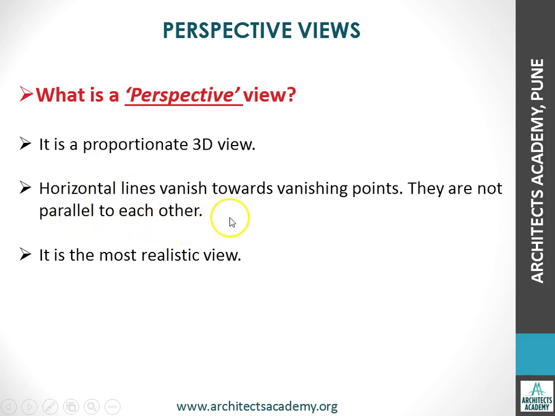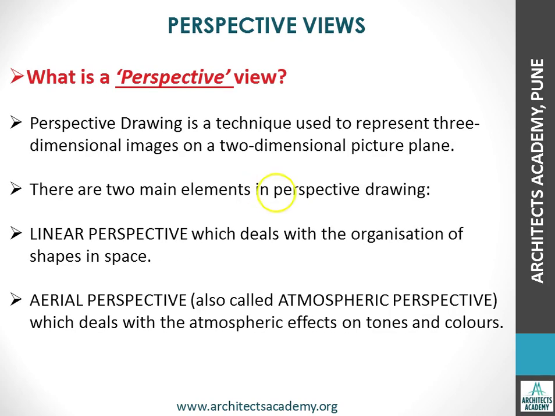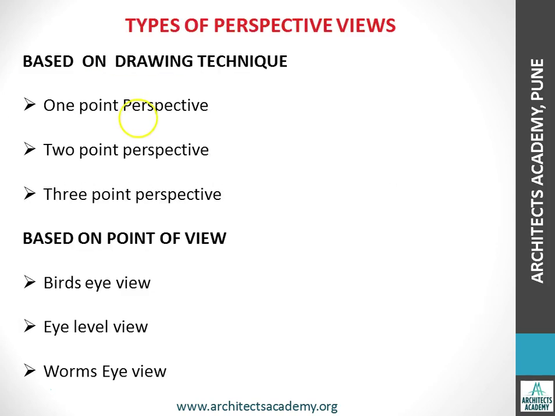Now, depending upon the type of view, the perspective view can be 1-point view, 2-point view, 3-point view, and so on. So we'll be learning more about this as we go along. So perspective view is a technique which is used to represent the object by the architect, and you will see that the perspective view gives a more realistic impression of the object than the isometric view.